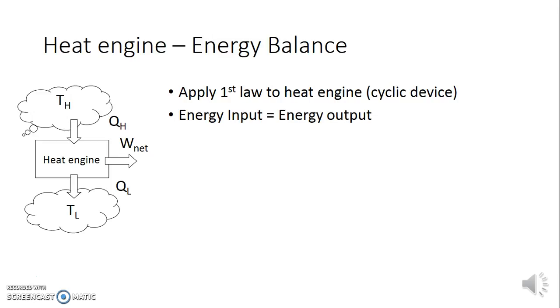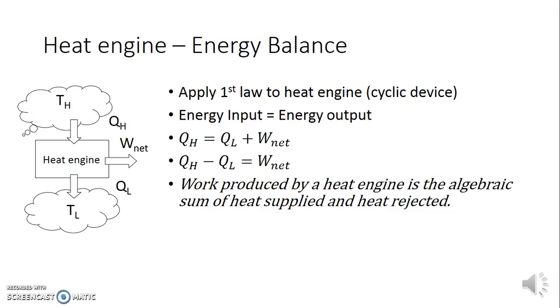Let us find out the energy balance of a heat engine. Apply the first law of thermodynamics to the heat engine, which is a cyclic device. So energy input is equal to energy output. QH equals QL plus W net, or QH minus QL is equal to W net. Thus, the work produced by a heat engine is the algebraic sum of heat supplied and heat rejected.